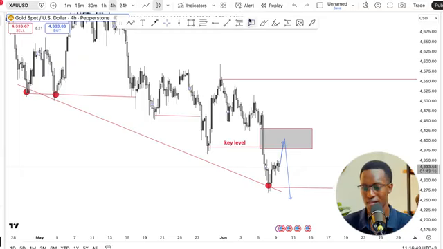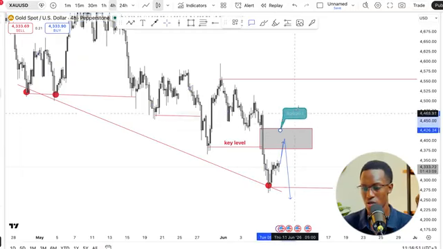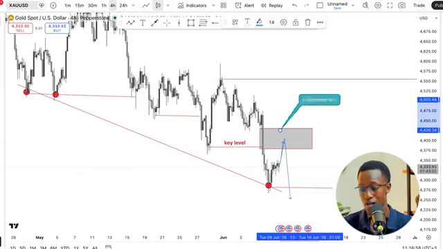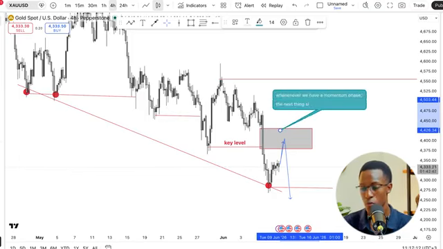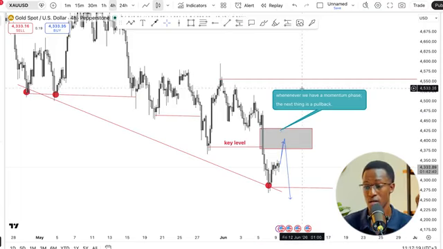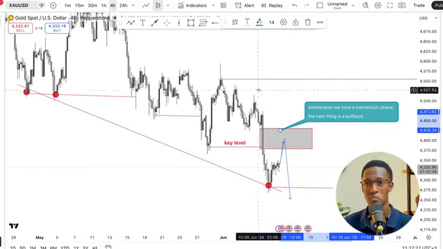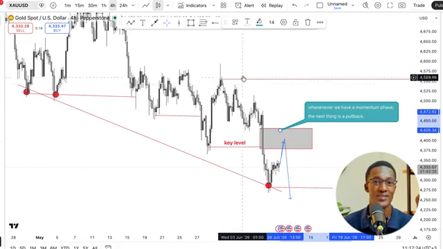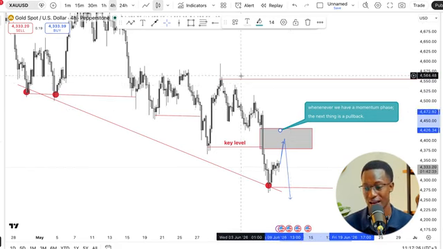And then there's also one other thing that we need to understand, all right? So we mentioned, okay, whenever we have a momentum phase, the next thing is a pullback. So in no case should you panic to place a trade because you think, oh, I'm being left behind. Oh, no, don't do that, okay? Don't do that, all right?